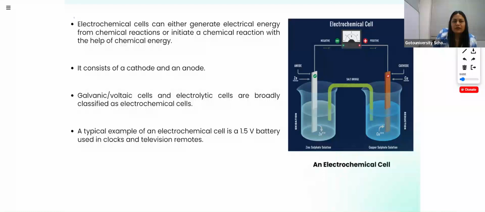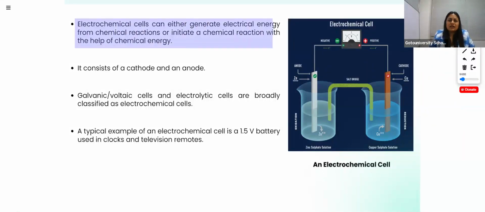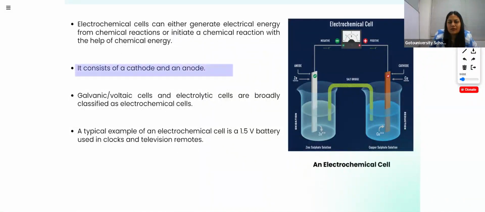All right. So electrochemical cells can either generate electrical energy from a chemical reaction, or they can initiate a chemical reaction with the help of electrical energy. Okay, it consists of a cathode and anode. Cathode is positively charged and anode is negatively charged. Okay, remember this.